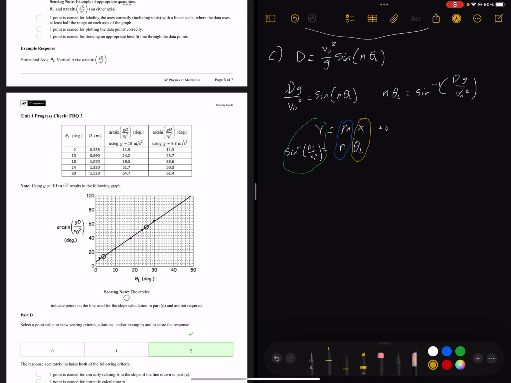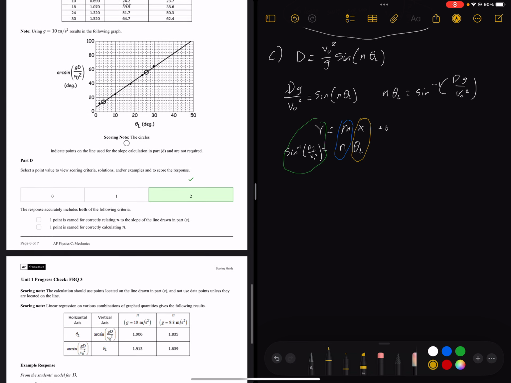So you do the graph, you measure the slope, pick 2 points on the line that are easy to read, and take the difference between those 2 points. That's your delta y over delta x, or the change in the vertical over the change in the horizontal, which is what slope is, rise over run. And that's pretty much it.